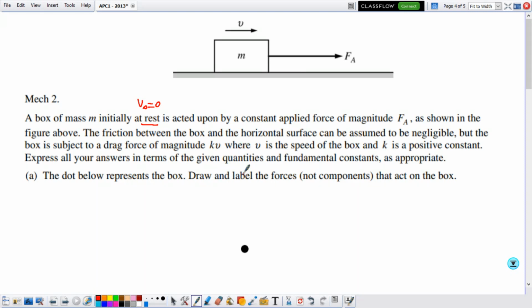The friction between the box and the horizontal surface can be assumed to be negligible, but the box is subject to a drag force of magnitude kV, where V is the speed of the box and K is a positive constant. Express all of your answers in terms of the given quantities and the fundamental constant as appropriate. Fundamental constants refer to, for example, at least the pull of gravity. The givens are K and the mass m basically. Now V is considered as a variable, not a constant, and we have the magnitude of the applied force Fa.